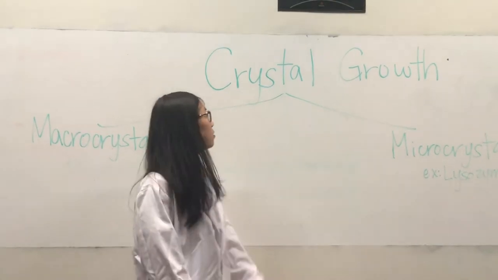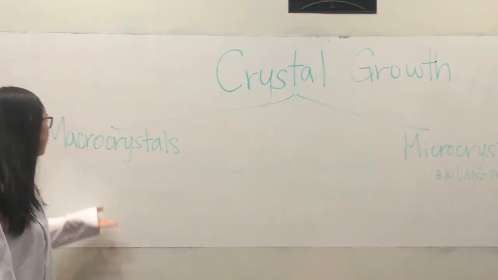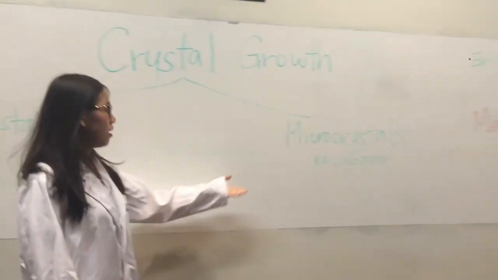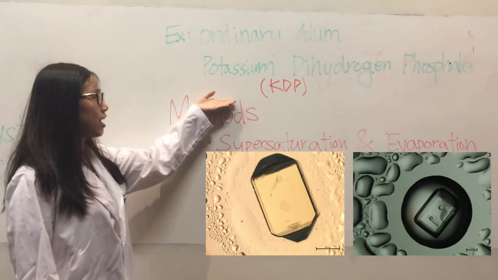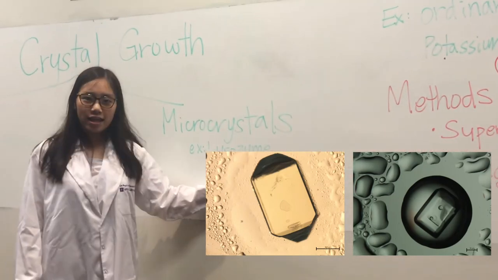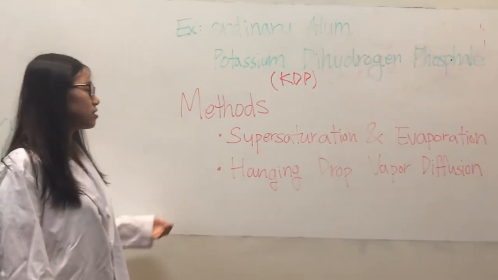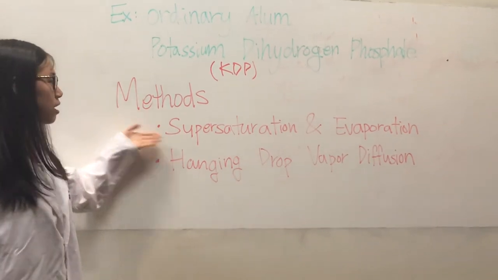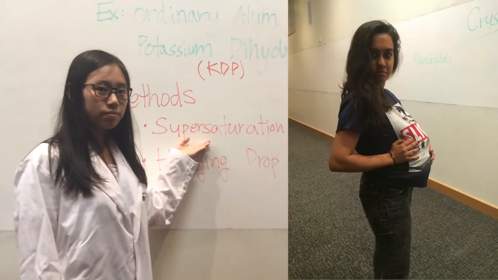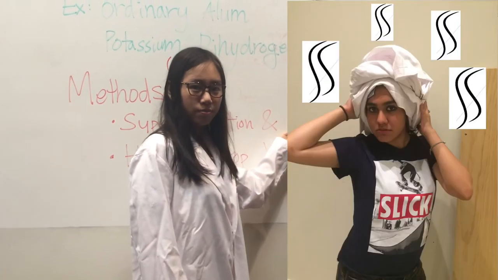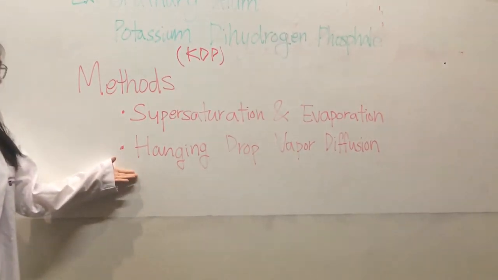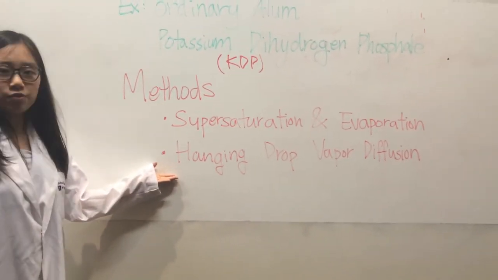Today we're going to talk about crystal growth. Two types, macrocrystals, microcrystals. Examples, ordinary alum, KDP, lysozyme. Two methods. For macrocrystals, supersaturation, evaporation. For microcrystals, hanging drop vapor diffusion.